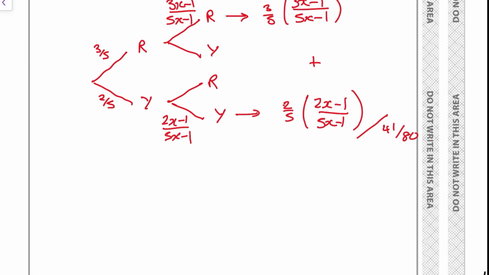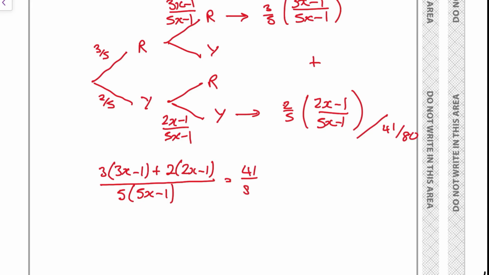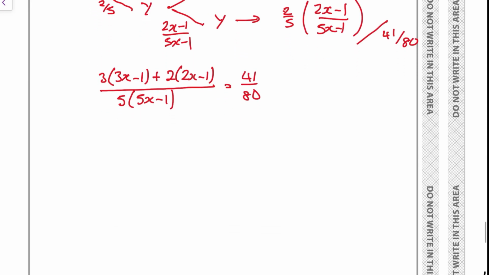So what I'm going to do is notice that the denominator of the left bit, the add bit, is in both cases 5 times (5x minus 1), which means my numerator is going to be 3 times (3x minus 1) plus 2 times (2x minus 1). If you're not sure about that, pause the video, check you're okay with what I've done there. It's important because it makes it easier. And all of that's equal to 41 over 80. Okay, so far.